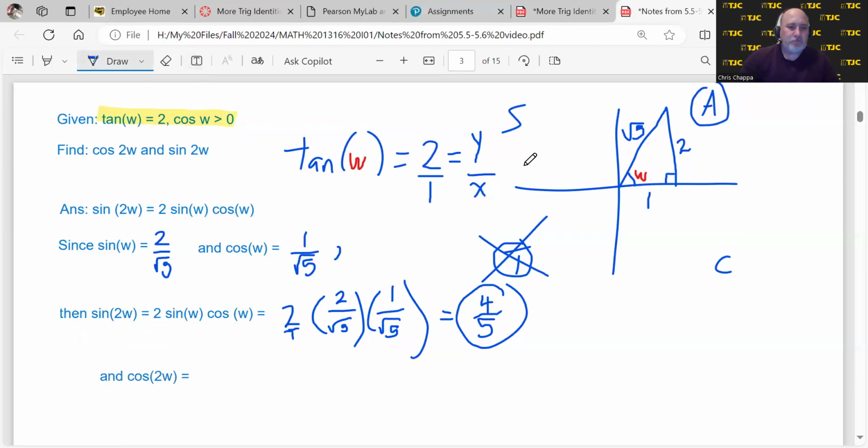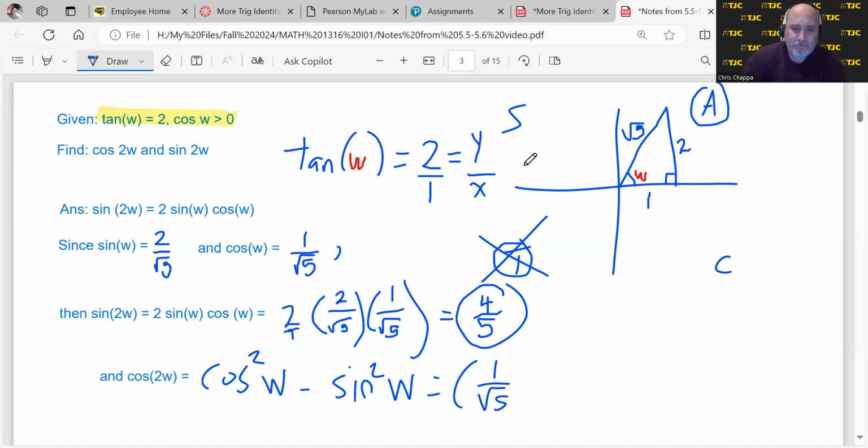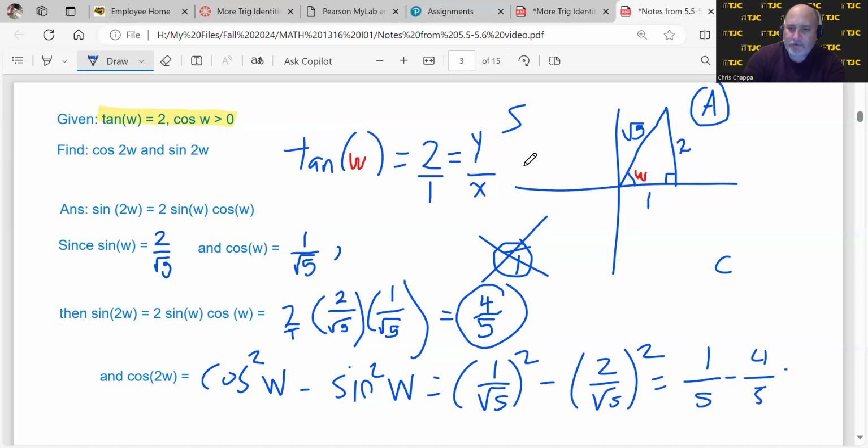Cosine of 2w is equal to cosine squared w minus sine squared w. Cosine of w was 1 over the square root of 5. That gets squared. Minus sine of w was 2 over the square root of 5. That gets squared. That leaves me 1 over 5 minus 4 over 5, which is equal to negative 3 over 5.